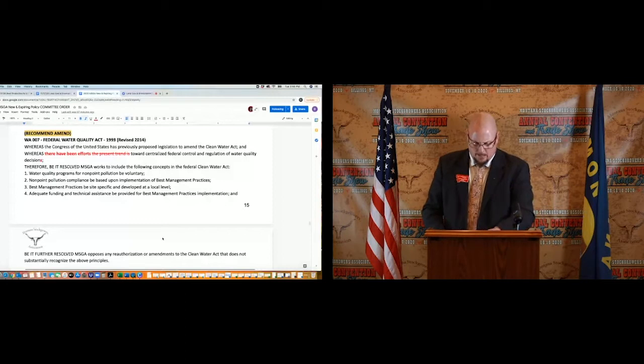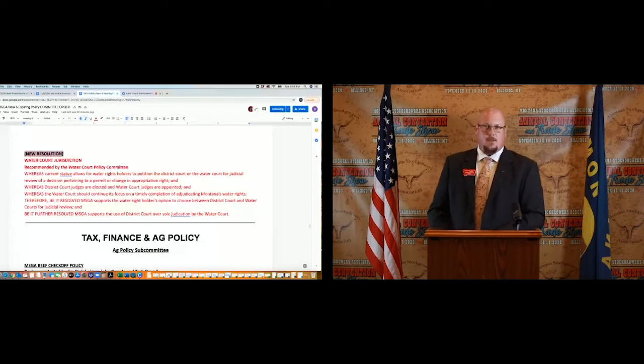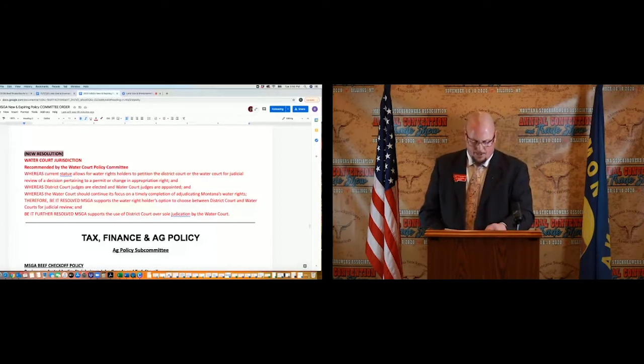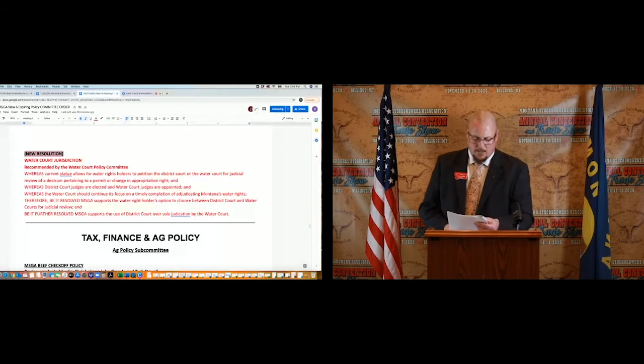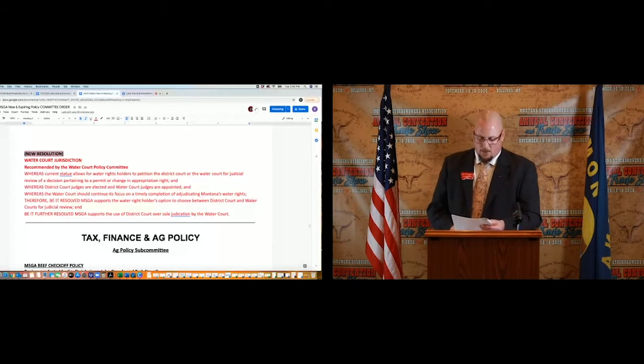During the summer meeting, the board of directors was told to come up with some water policy based on information that came to us at the summer meeting. And so I'm going to read through this. It's on water court jurisdiction, recommended by the Water Court Policy Committee. Whereas current statute allows for water rights holders to petition the district court or the water court for judicial review of a decision pertaining to a permit or change in appropriation right.